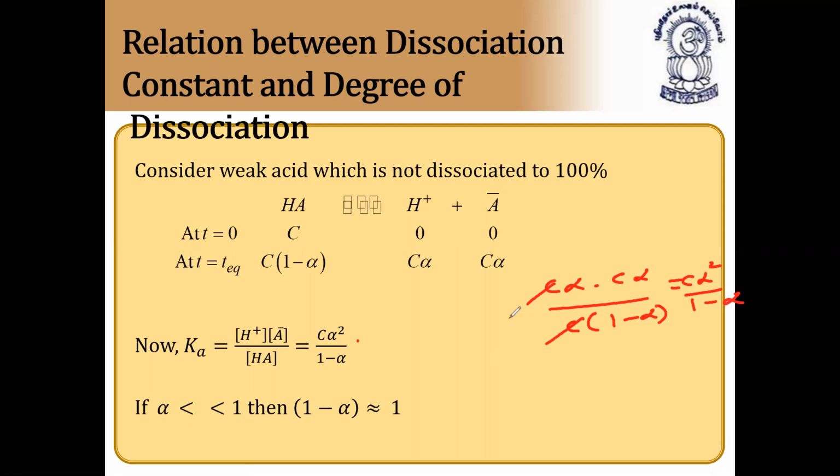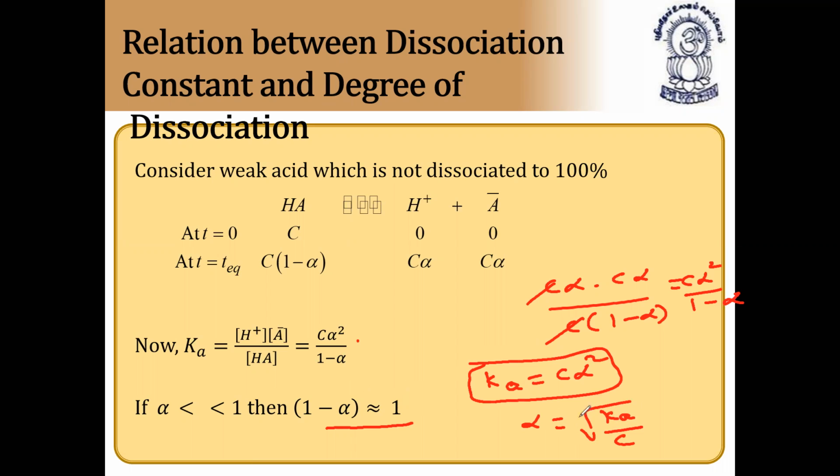So this is called dissociation constant of acid or ionization constant of acid. So if alpha is less than 1, then 1 minus alpha is almost equal to 1. So we can say Ka is equal to simply C alpha square. For a weak electrolyte, since alpha is very small, 1 minus alpha is almost equal to 1. By this we can write dissociation constant of weak acid Ka is equal to C alpha square. By this we can write alpha is equal to root of Ka by C, where C is called concentration.